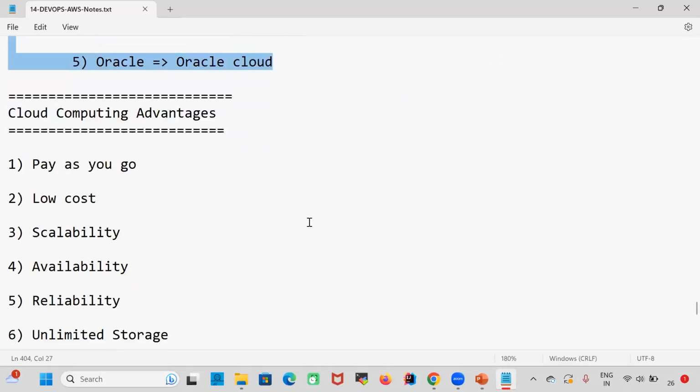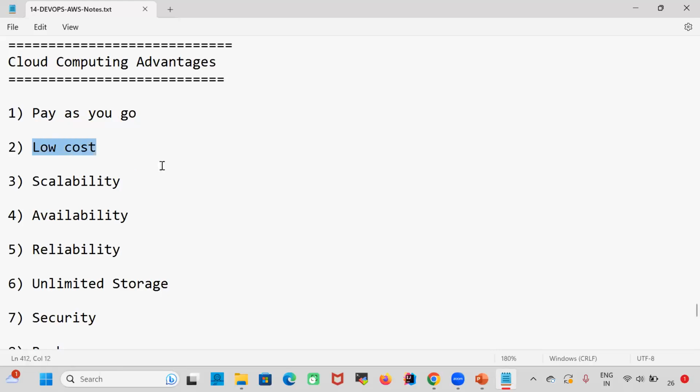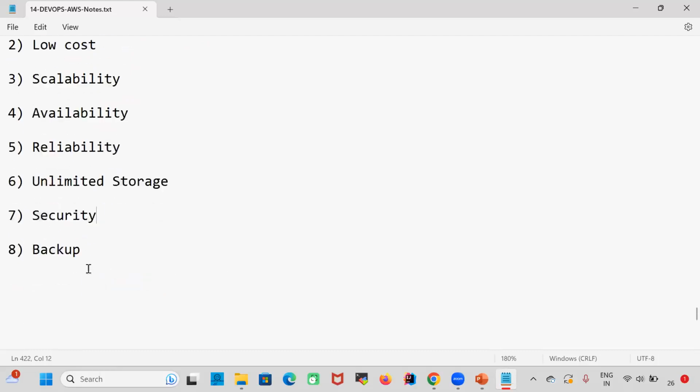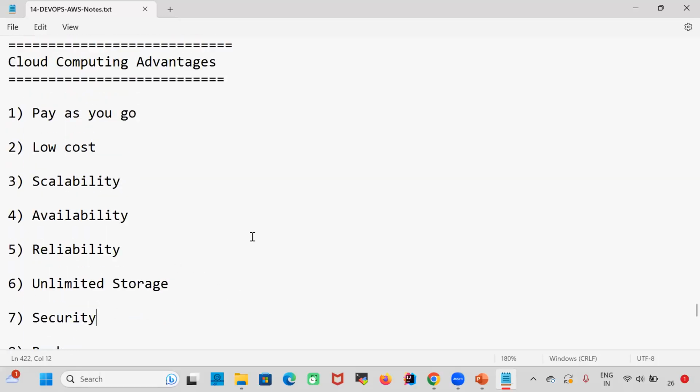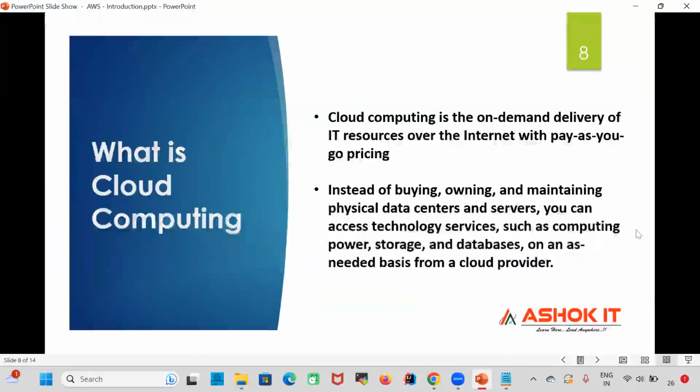So what are the advantages we have? Pay as you go, low cost, scalability, availability, reliability, unlimited storage, security, backup. These are the benefits we are going to get when we go for cloud computing. Are you clear? What is cloud computing? Cloud computing is the process of delivering IT resources over the internet with a pay-as-you-go model. Instead of buying, owning, and maintaining data centers and servers, you can access the services on demand from the provider.